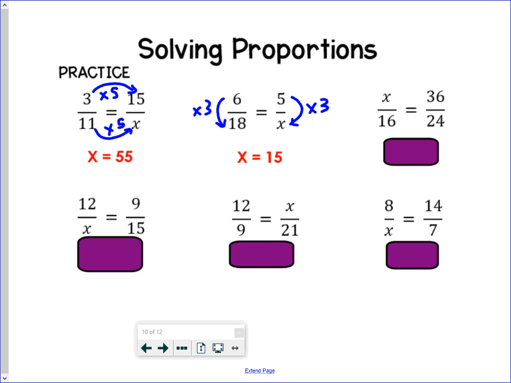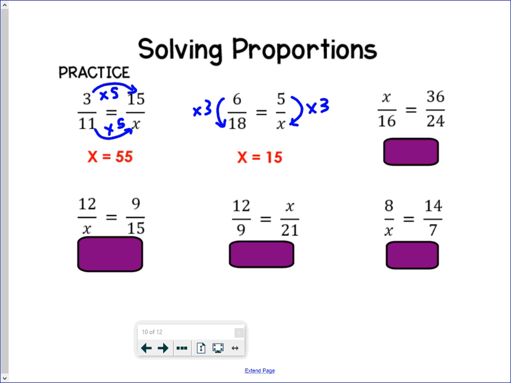For this next one, it's a little trickier because there is no relationship at the start. 36 divided by 24 does not equal a whole number. It's actually 1.5. 24 divided by 16 is a decimal as well. So when you run into something like this, you want to simplify any fraction that you can.